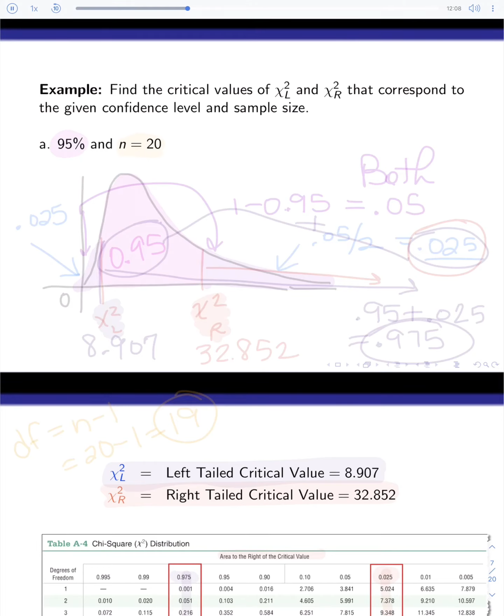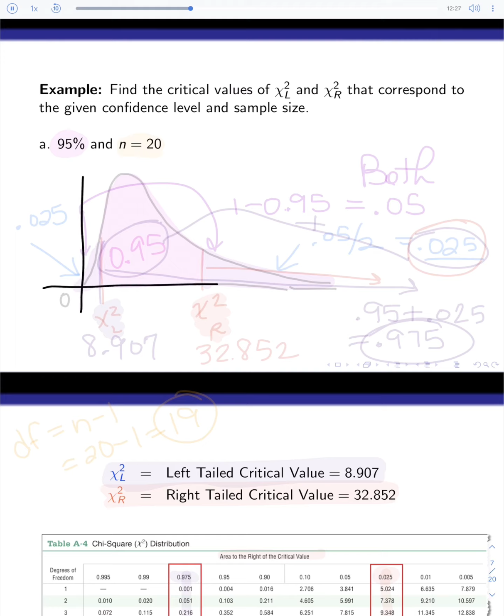Look at just how do you find the critical values for a confidence interval. We're not going to actually find the confidence interval yet, just finding the critical values. So they're going to need to give me an n and a confidence level. And I'm going to start by drawing my picture.